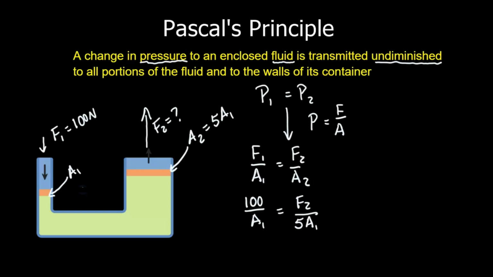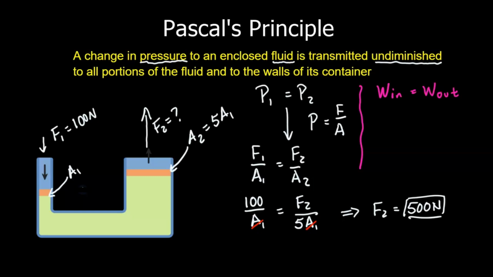Now we're going to solve for this. Notice that the A1s cancel out. If I rewrite this, multiplying 5 on both sides, I get F2 equal to 500 newtons. So by increasing the size of the piston, it's able to get an output force that was 5 times the input force. Now, it's important to note that the amount of work on the input side is equal to the amount of work on the output side. So the work is not multiplied. What's multiplied is the force.